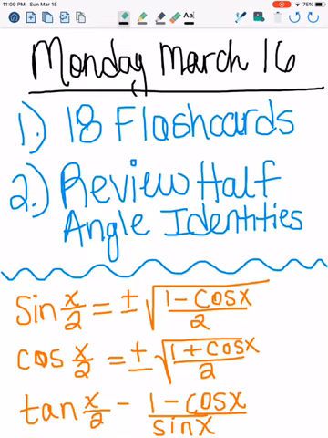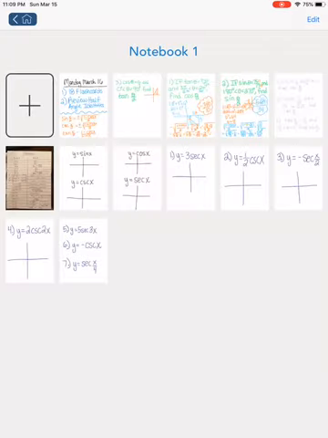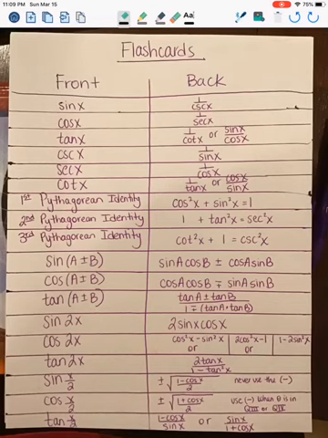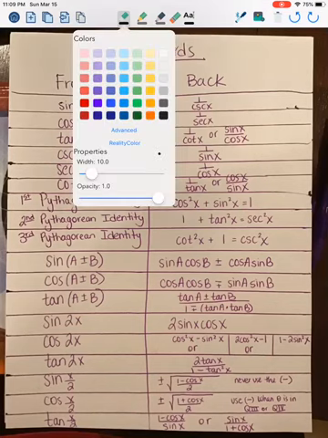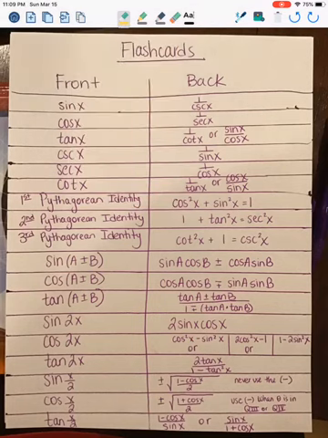So the first thing is you need to have 18 flashcards made. If you have not already done them, you need to do so now. Okay, well, not immediately, but over the next couple of days. When the sub was there last week, you should have made 15. I think I might have forgotten the Pythagorean identities when I asked you to make your flashcards. So if you didn't do these three right here, make sure you got those in there.